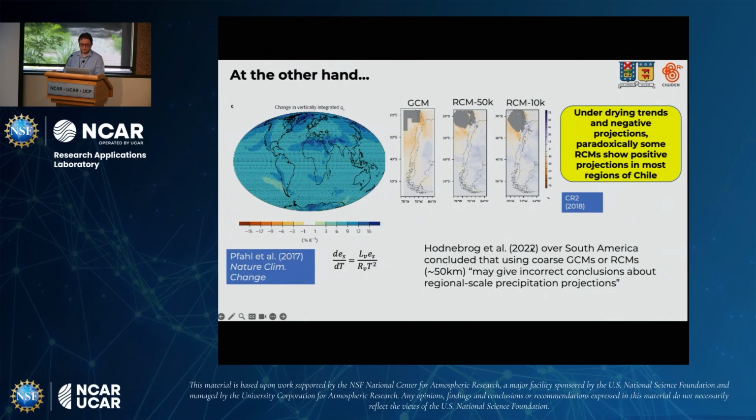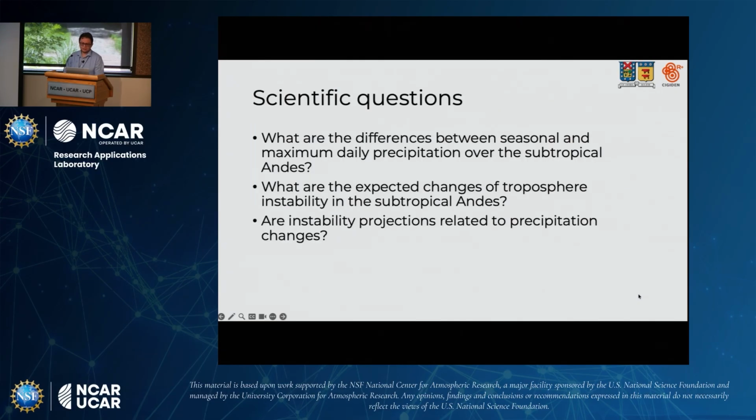Some studies that have performed simulations in South America, when they activate the convection, say that these global and even regional simulations may give incorrect conclusions about regional scale precipitation projections. So that's the main thing.